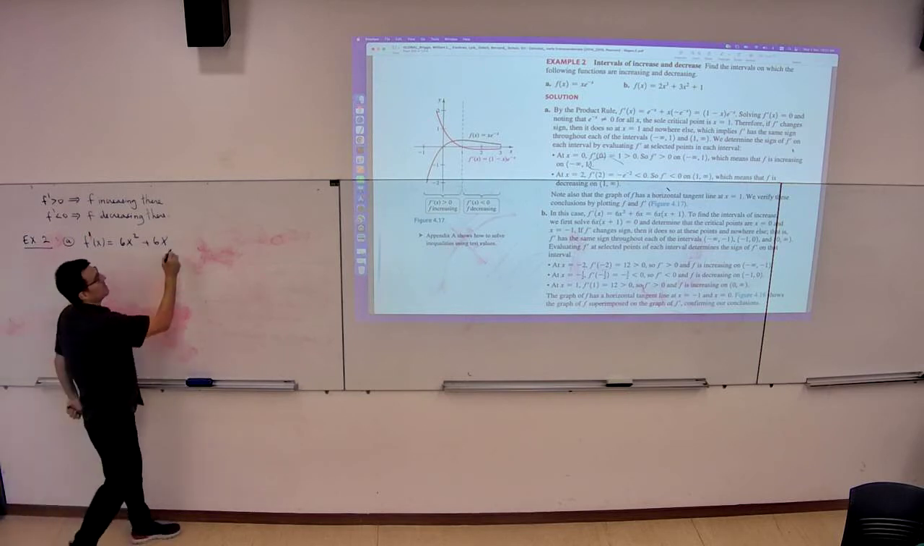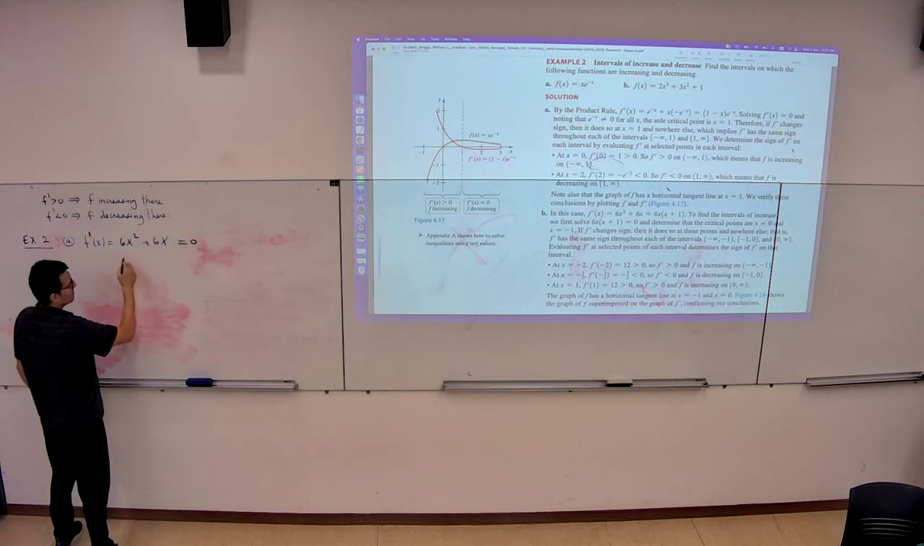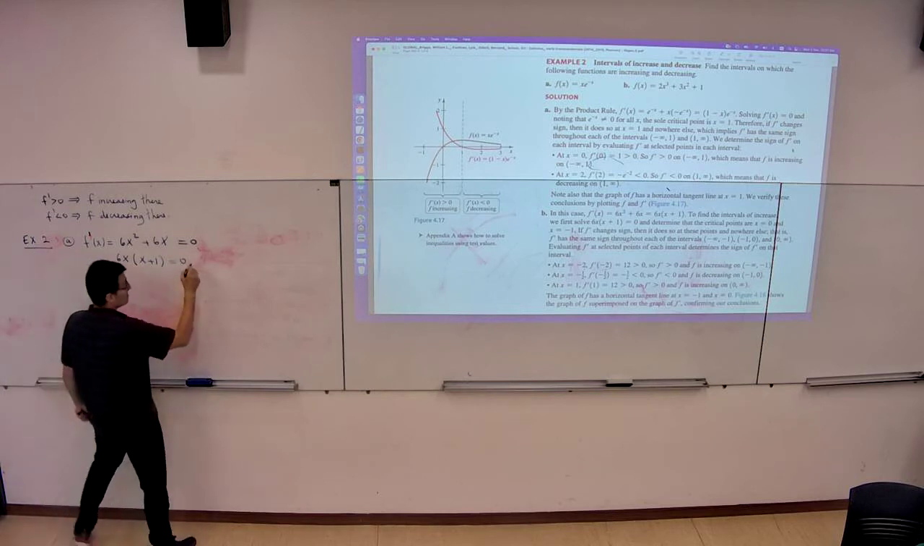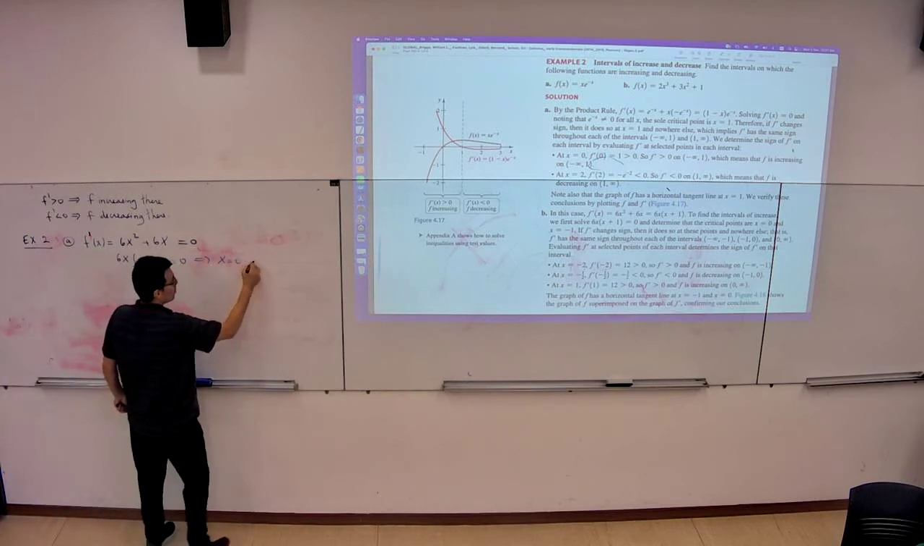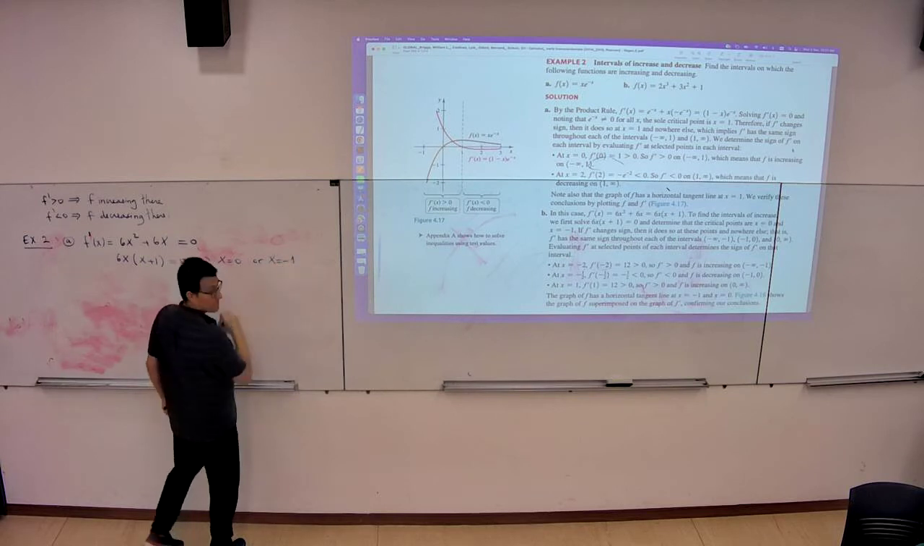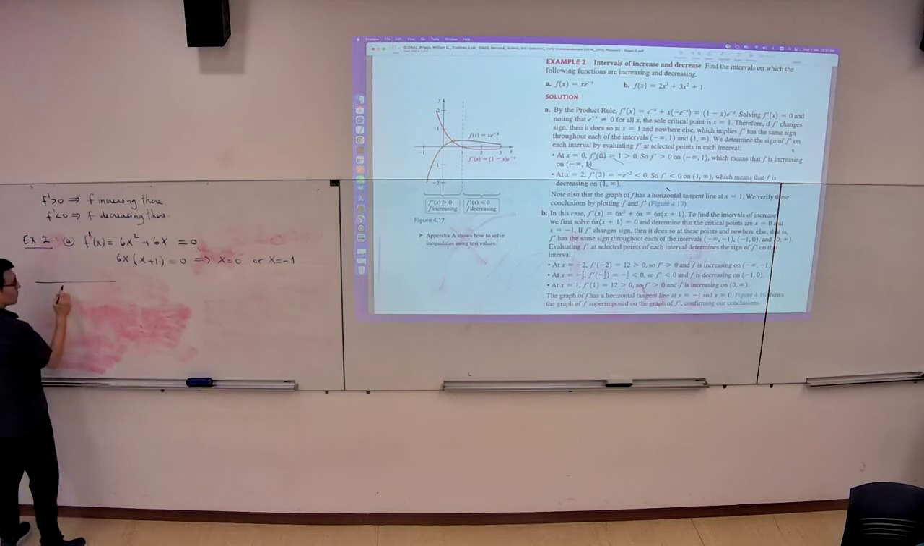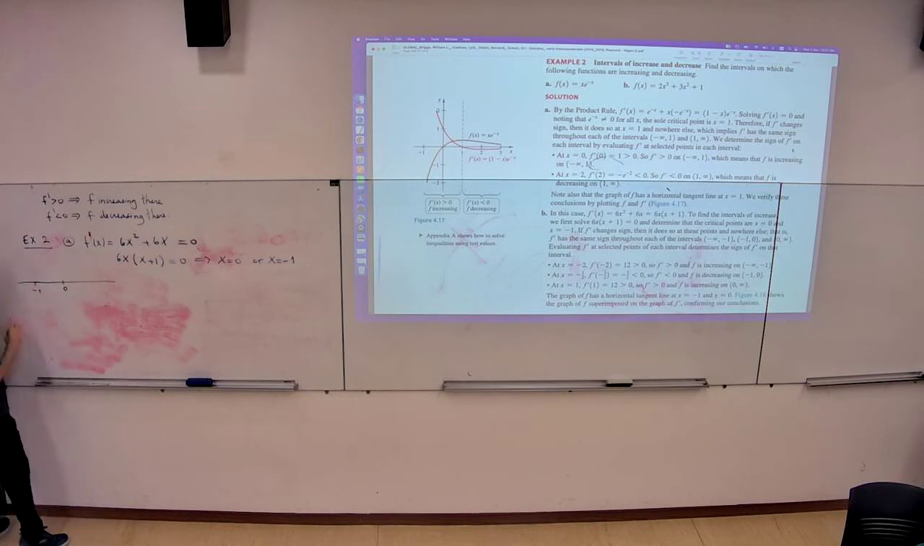Alright? But f prime equal to 0 means, so here we factor out 6x, and x plus 1 equal to 0. And this means actually x equals 0 or x equals exactly minus 1. So let's see what we get now, because we have two critical points at 0 and, sorry, the other side, negative 1. You cannot pick either of these two points, because if you do, f prime at those points is 0, okay? So you need to take any point to the left of negative 1.